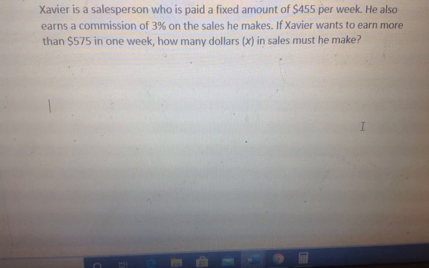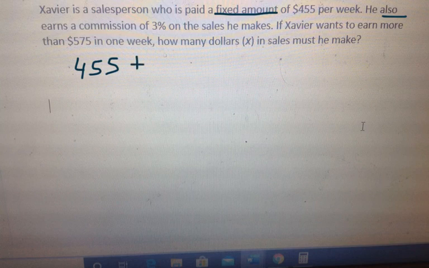We see a keyword, a fixed amount, which means he makes $455 no matter what. He also earns a commission of 3%, which means we are adding to that. Also, a commission of 3% on the sales. We don't know what the sales are, but it does tell us that the sales is represented by the variable x. 3% of x would be 0.03 times the sales.